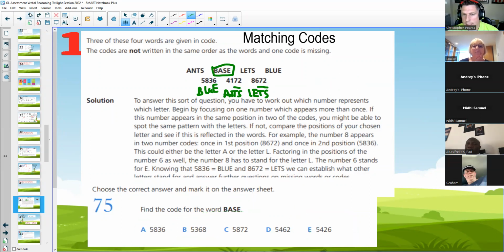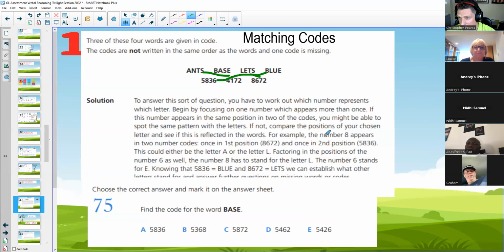I do know with these as well that if children do, and I'm just going to rub out my jottings underneath here, if they do something like this, so we're going to say, right, okay, 8672 is let's, 4172 is going to be ants, and then 5836 is going to be blue. Now, you can see what I've done. I've just drawn a line directly from the code to the word. I see children do this a lot.